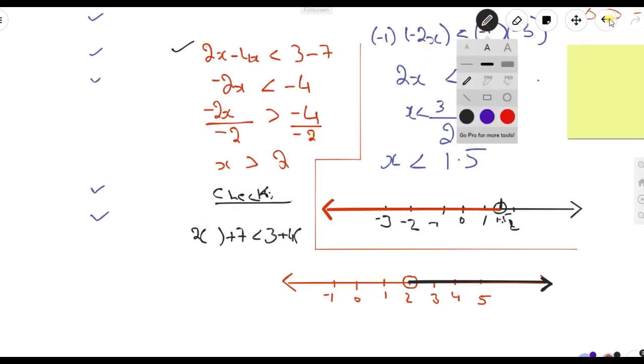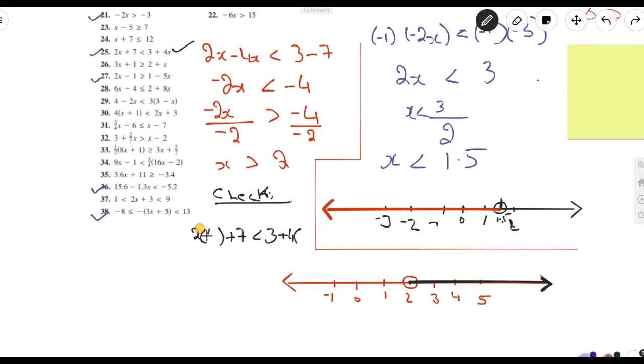Now it is 8. 8 plus 7 gives you 15. And 3 plus 16 gives you 19. So you see your inequality is preserved. 15 is less than 19. So all the numbers which are greater than 2, once you substitute them in the given inequality, are definitely going to satisfy it. Now just express your solution set in set builder notation.